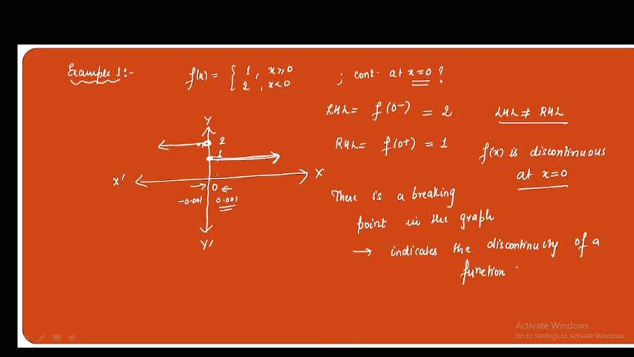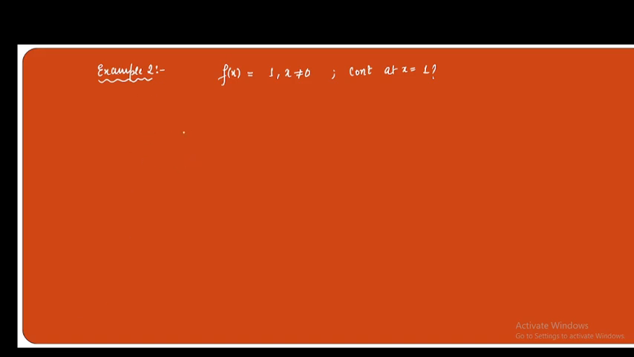Function at a point. Got it? So with the help of graph also we can observe that if there is a breaking point in a function while drawing a graph, then it is not continuous.